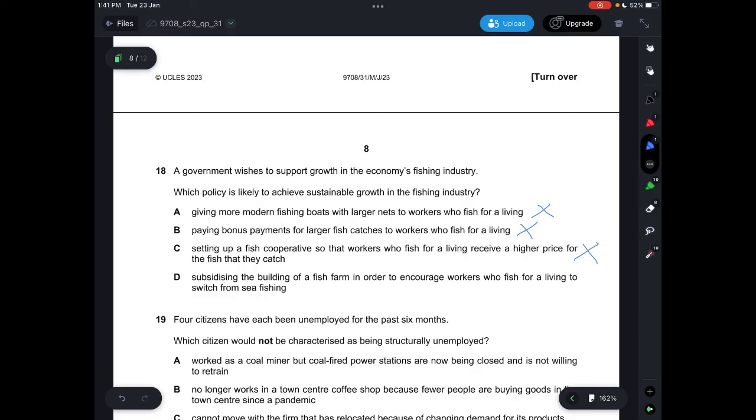You're setting up the cooperative so that you're receiving a higher price. This is not a long run measure, it's a short run measure. And D says subsidizing the building of a fish farm to encourage the workers who fish for a living to switch from sea fishing. Subsidizing the building of a fish farm would have to be a supply side policy because you're constructing new things that will help to improve infrastructure. Therefore, the answer is B.